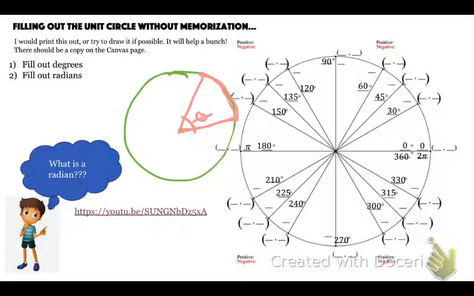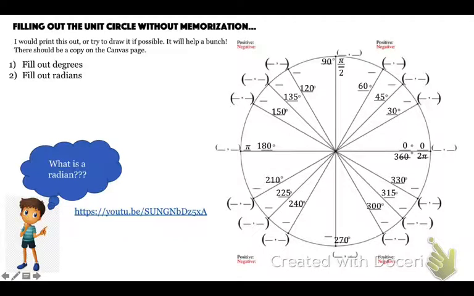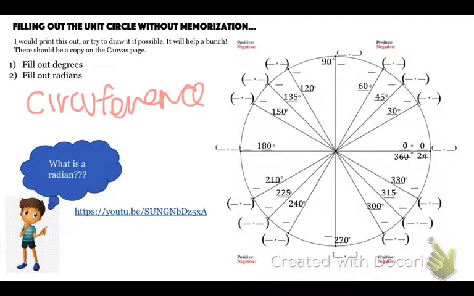Okay, so let's fill out the radians now. So 0 goes with 0. If you think about the circumference of a circle, circumference is the distance around. I don't think I spelled that right, I did this in class too. How embarrassing. Okay, circumference is the distance around a circle, and the formula for that is 2 pi times r. Well, r in this case is 1, so it's 2 pi times 1, which means that the distance around the circle is 2 pi, which is where we get that 2 pi right there. And 0 obviously goes with 0.